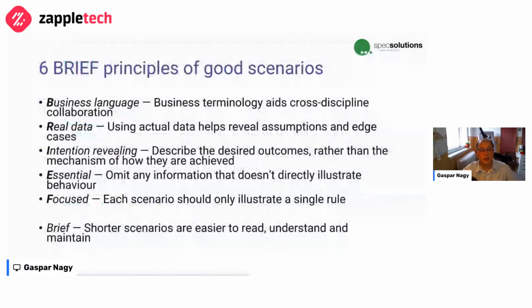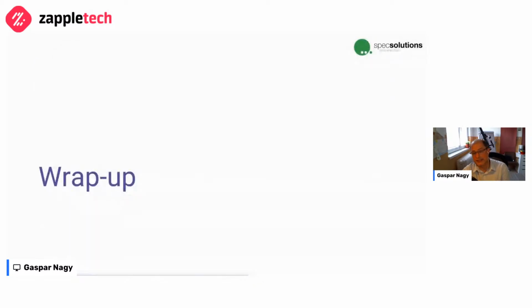We'd like to have intention-revealing scenarios, which are describing the expectation and not the mechanical steps of how we achieve that. We would like to have the essential details only and remove all the other noise that is not really important to illustrate the outcome. And we would like to have the scenarios focusing on a single business rule, so they should be focused. And at the end, having the scenarios brief, meaning shorter and easier to read, is definitely helpful because it is going to be easier to maintain at the end. Okay, so those were the 6 BRIEF principles of good scenarios.